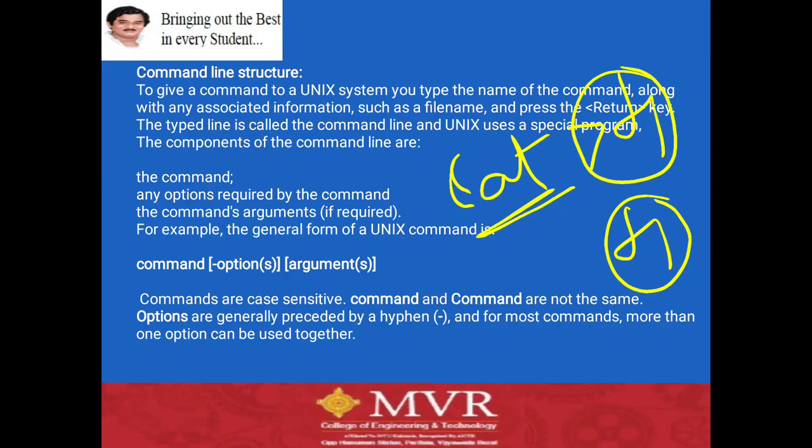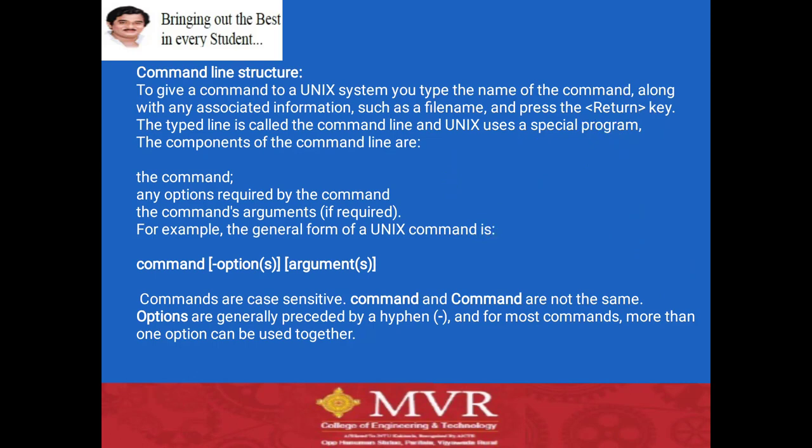Generally, every command in Unix will have three parts. The first part is the command. The second part may or may not exist, so options you may use or you may not use. And the third part, arguments, again only if required, so you may or may not use arguments. This is the structure of a command in Unix. So this is the syntax we need to follow: command, minus options, then arguments. These options or arguments are not mandatory.